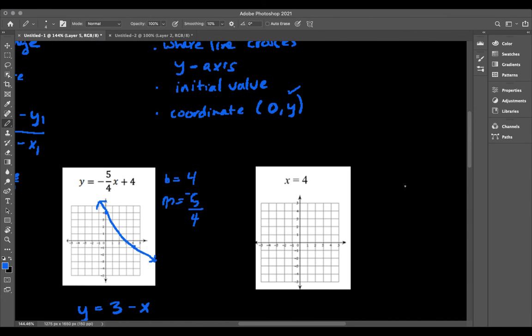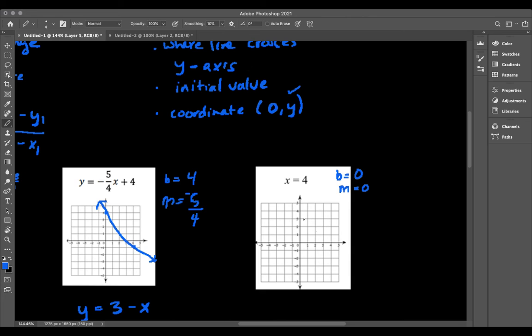Whoa, so we have a situation now. We have y equals 4. All right. So x equals 4. What's the B in this situation? Okay. Is there a B? No, there isn't. Is there a slope? Is there a slope in this situation? Is there an M? No. This is a special case. Okay. This is a special case. There is no slope. There is no B.